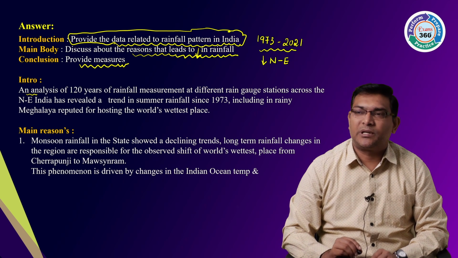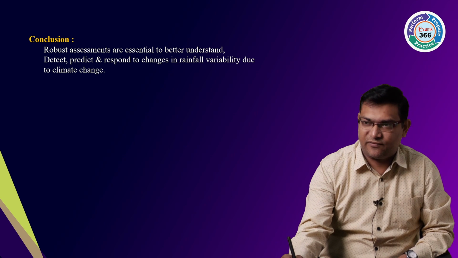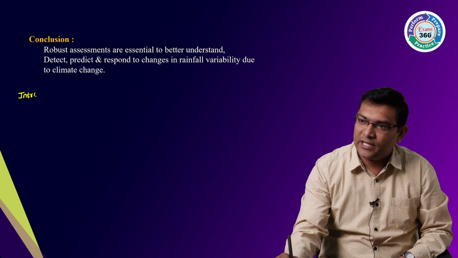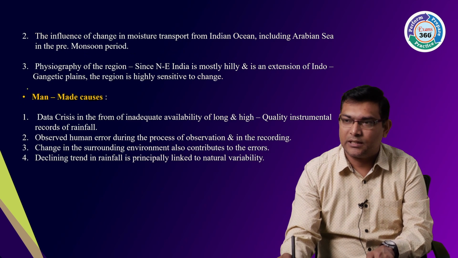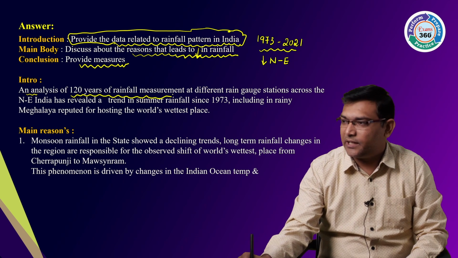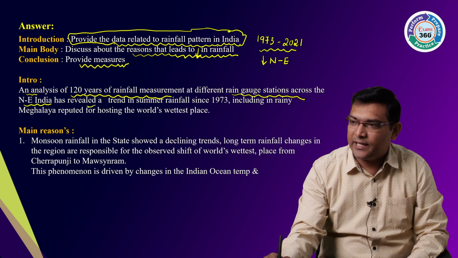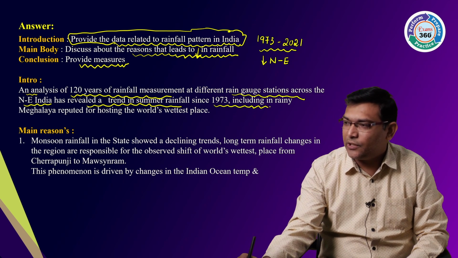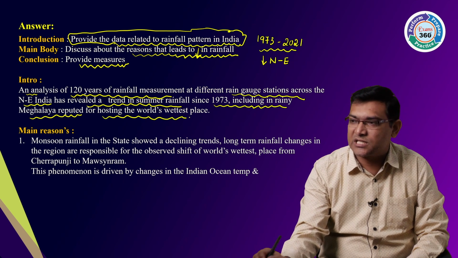Okay, so now let's see the introduction. See, there can be two types of introductions. First I'm writing here about the introduction. I will write my introduction in this way. Either I will write which I have given you: an analysis of 120 years of rainfall measurements at different rain gauge stations across the northeast India has revealed a trend in summer rainfall since 1973, including its rainy Meghalaya reputed for hosting the world's wettest place.